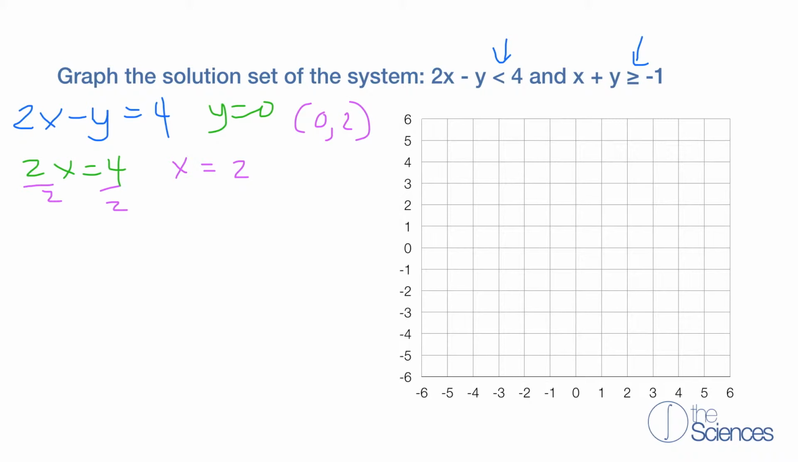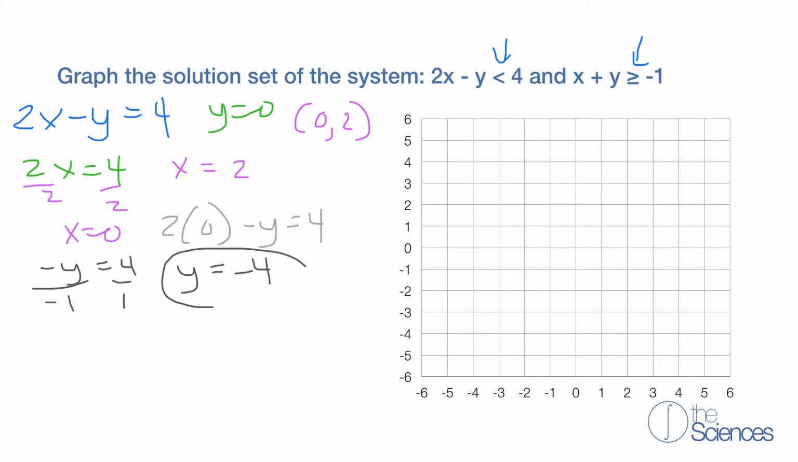So now we're going to set x equal to 0. And when we do that, we get 2 times 0 minus y equals 4. 2 times 0 is 0, so we get negative y equals 4. Divide both sides by negative 1, and we get y equals negative 4. So our second point is at 0, negative 4.